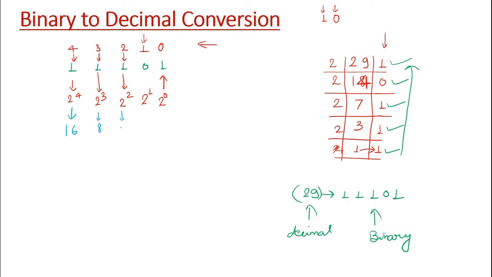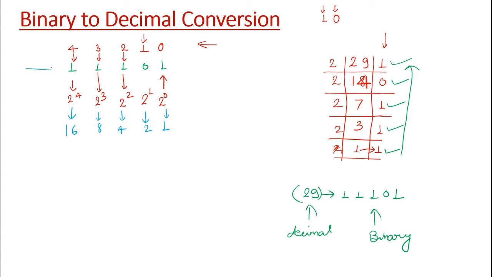2 to the power 2 is 4, and this is 2, and 2 to the power 0 is 1. I think you know mathematics very well, that 2 to the power 0 is 1, or any number to the power 0 is 1. If you don't know, then you can search in Google, you will get the answer. Now what we are going to do is multiply these numbers by the original bits.